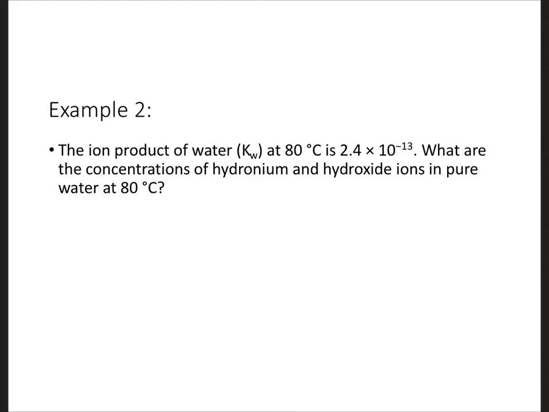So in example 2 now, they want us to do the ion product of water. They want us to get another Kw. This time they've changed the temperature and they've changed the value. So at a different temperature, we're actually going to get a different Kw value. So if we did that with an ice table last time, then we should consider doing that with an ice table next time.